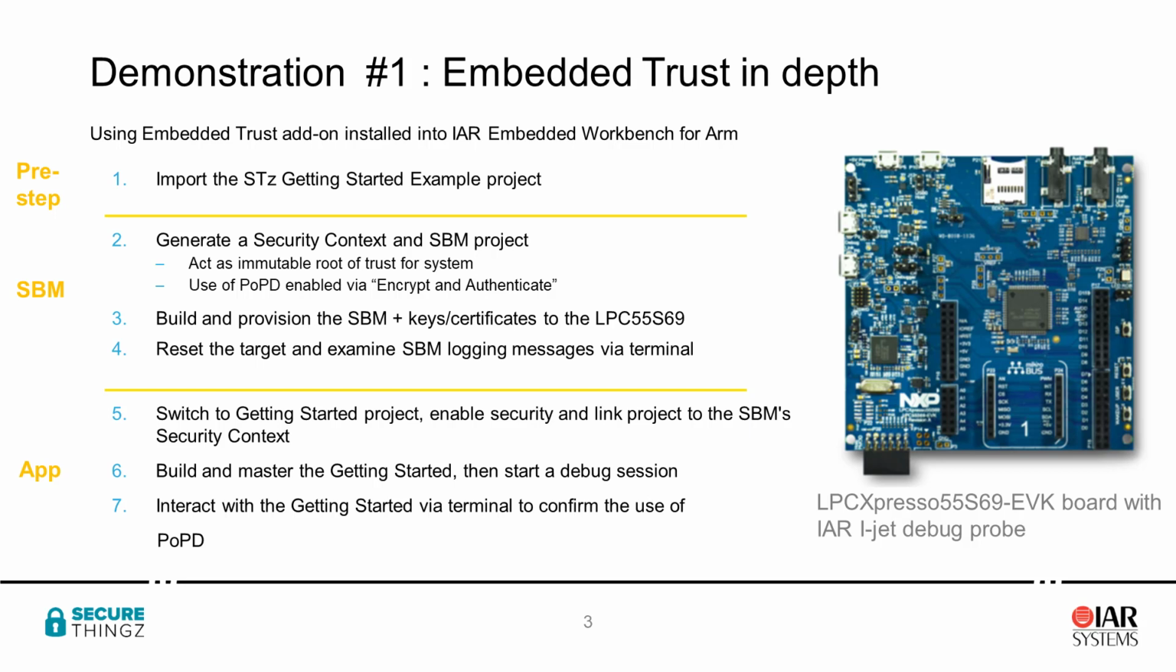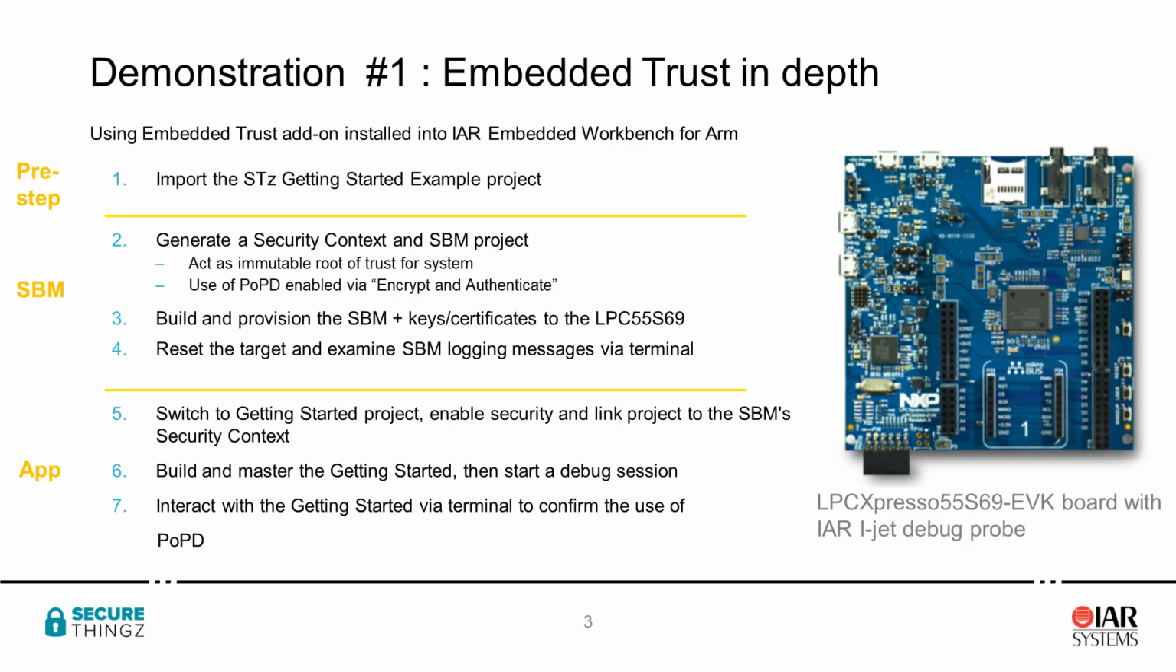I will then build the SBM and provision it and the other security information needed down to the MCU, thus implementing the root of trust. Provisioning basically means that we will program it into Flash, but as part of the process we will be interrogating the MCU in order to obtain information from it that will be embedded into what we program. Then once provisioning is completed, I'll reset the board and show the status logging output over the serial port by the Secure Boot Manager as it boots.